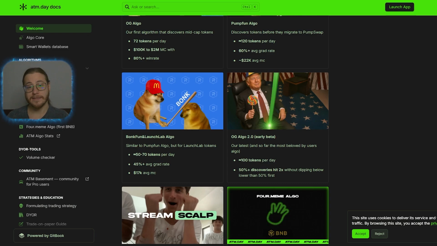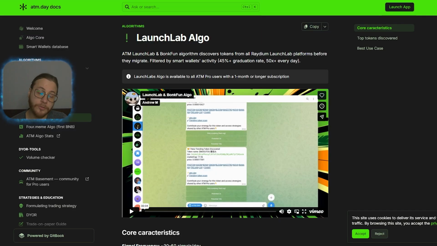It's not about guessing which new tokens might take off, it's about filtering unsafe and suspicious deployments so you can focus on the ones that actually meet a minimum standard of credibility. Let's now speed up and jump to the most important information.